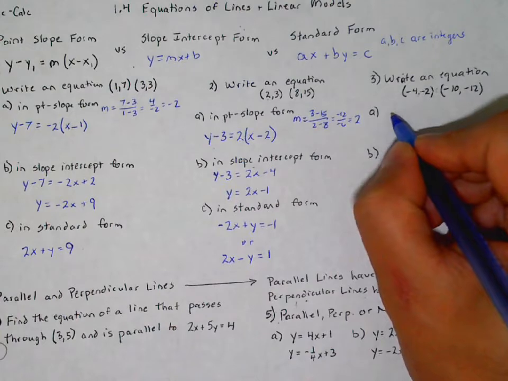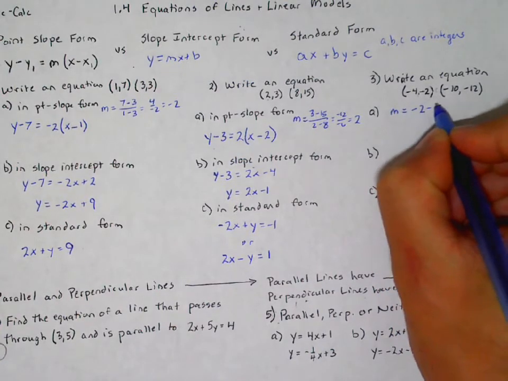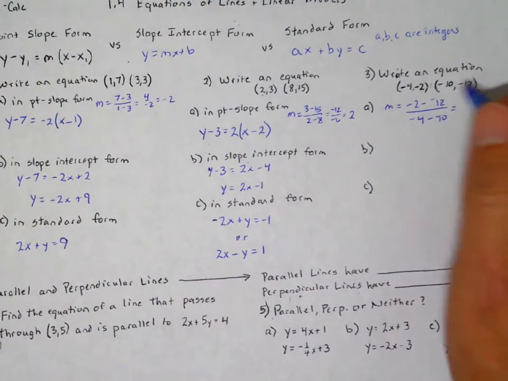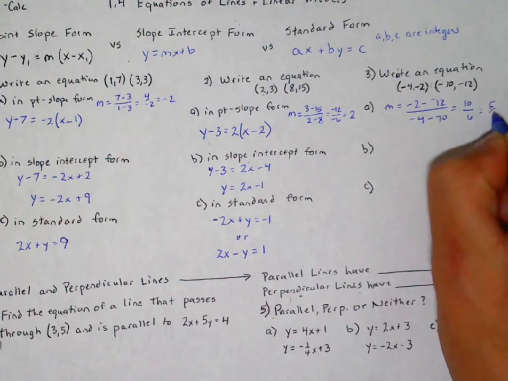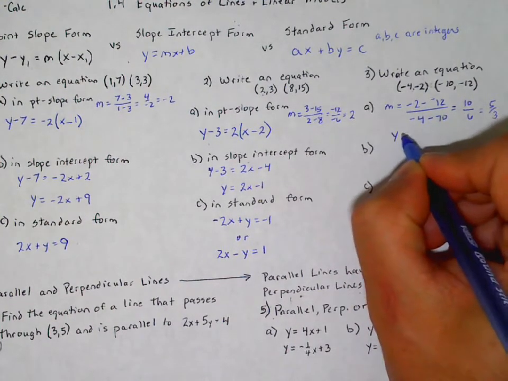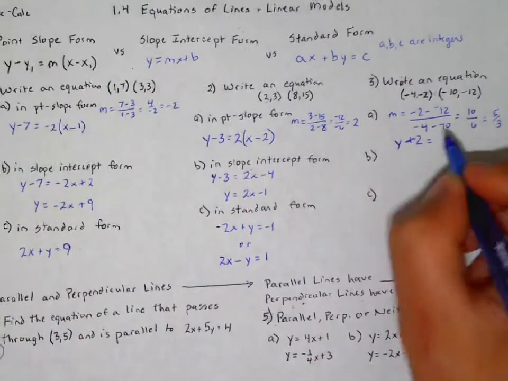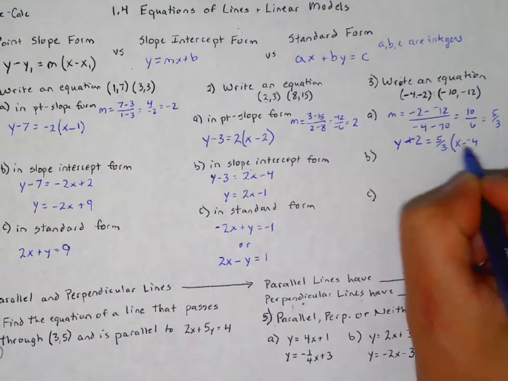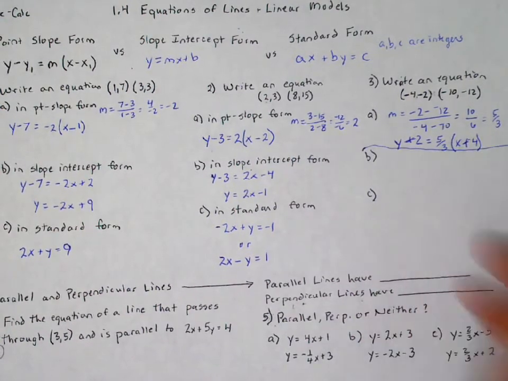So point slope, find the slope first. The y minus the y over the x minus the x. I'm trying to trip you up on this one with a lot of negatives. So we get 10/6, which reduces to 5/3 as our slope. So we have the y minus the y, so minus a -2 actually turns to +2, is equal to 5/3 times our x minus the x, and minus a negative makes that a +4. So there's our point slope.